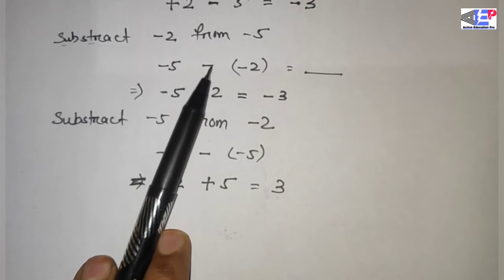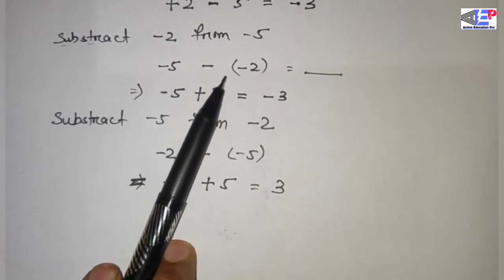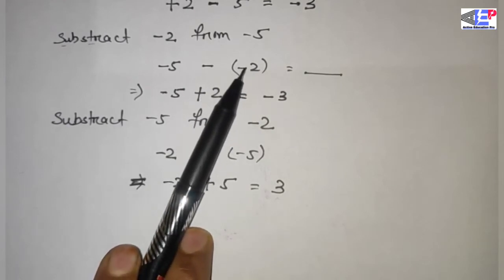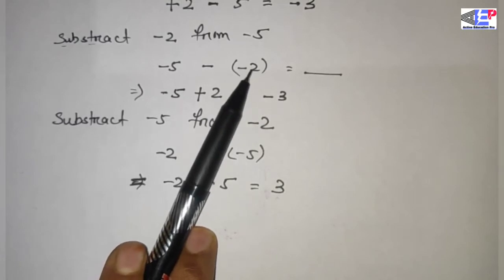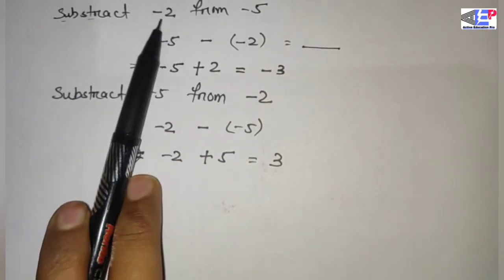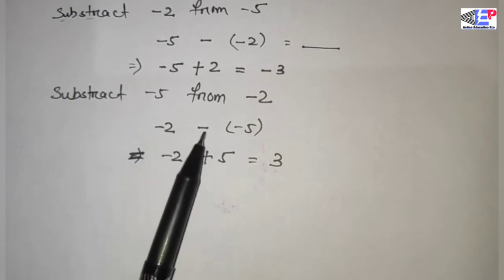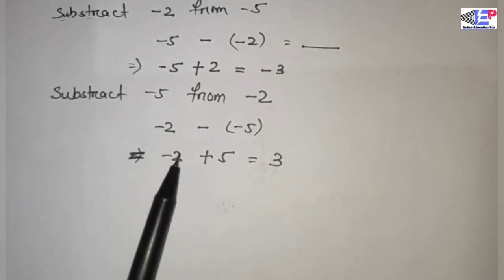Another rule for subtraction is that if there is a minus sign before the bracket, outside of the bracket, then you have to change the sign of the terms present inside the bracket. So minus 2 will become plus 2, and then subtract the vice versa, here I subtract minus 5 from minus 2. So minus 2 minus minus 5, now it will become minus 2 plus 5.